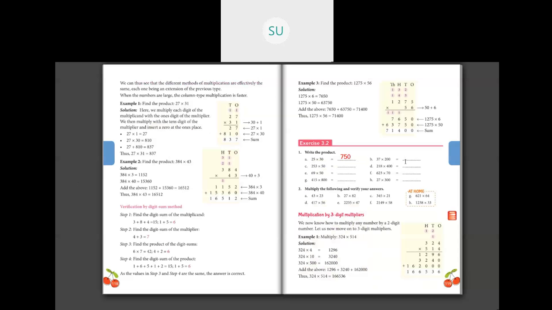Okay, then 37 into 200. So first we multiply 37 with 2. 37 into 2 is 74. And then we'll add 2 zeros because there are 2 zeros in 200. So 7,400. Alright, so 37 into 200 is 7,400.